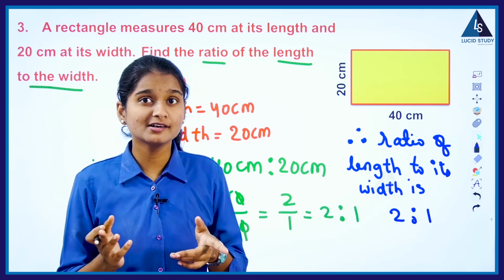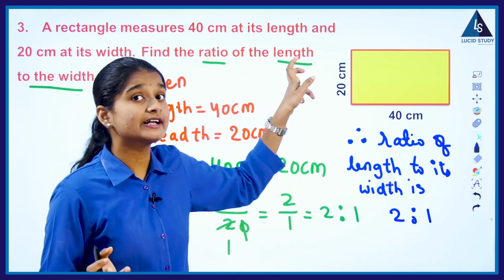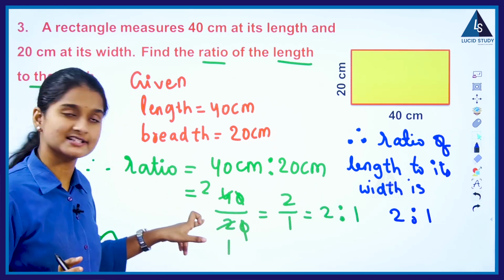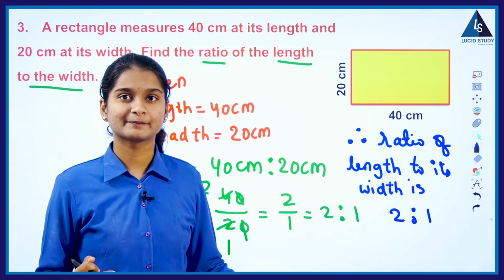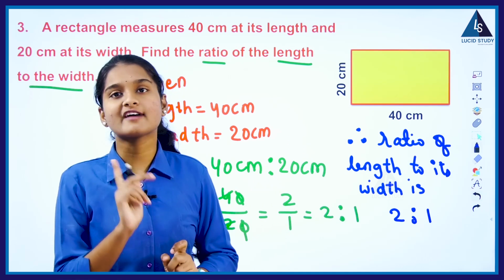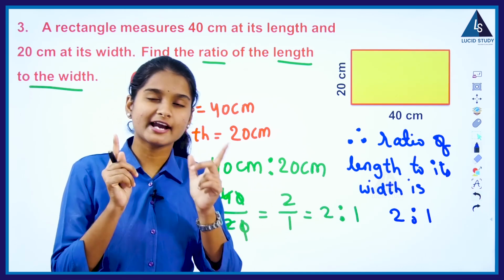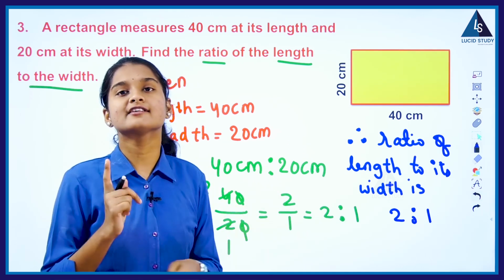Children, remember, by length, the first quantity must be length and the second quantity must be width. Go according to the question we have. Look at the statement carefully and then write the answer.